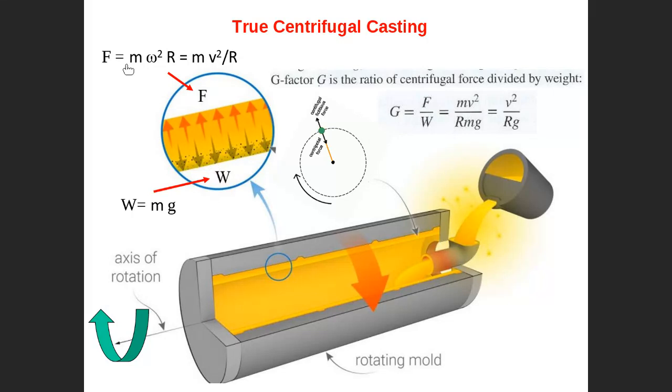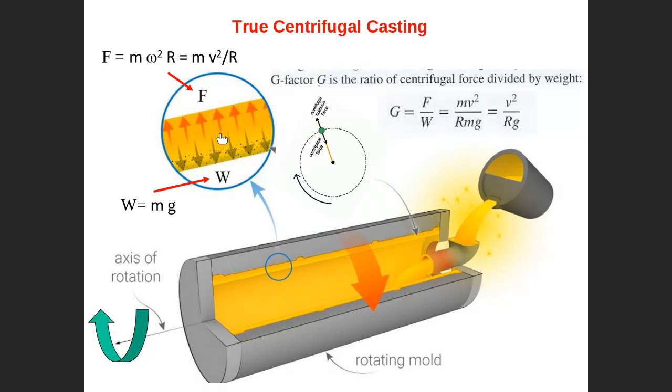So centrifugal force is equal to m omega square r, or m v square divided by r, because omega equals v over r. And the gravity force here, which is the liquid weight, is equal to mg, the mass of the liquid multiplied by the gravity acceleration. Then you have two forces, one upward, one downward.